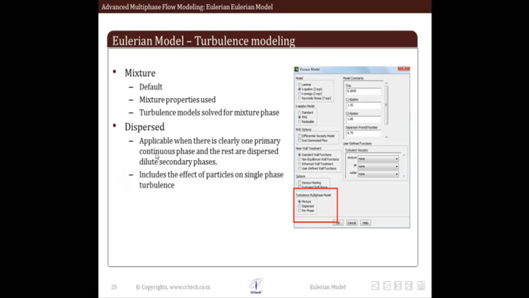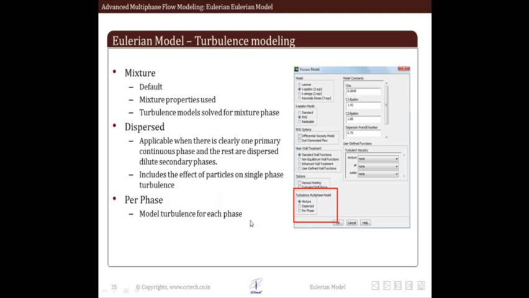This model includes the effect of particles on single phase turbulence. So it includes the effect that particles will have on the single phase turbulence. So turbulence is modeled in much more detail than the mixture model, but here the criterion is that a single phase should be the continuous phase, that is, it should be predominantly present while all the rest of the phases should be dilute and secondary. Third is the per phase model.